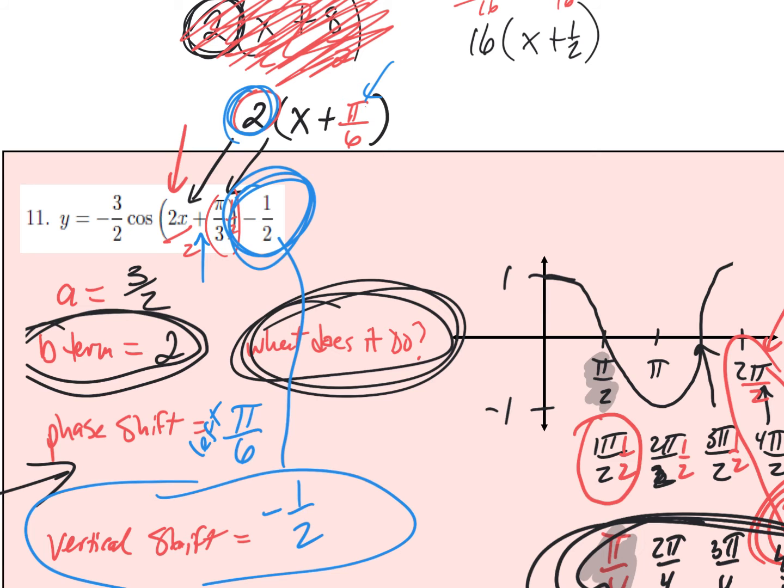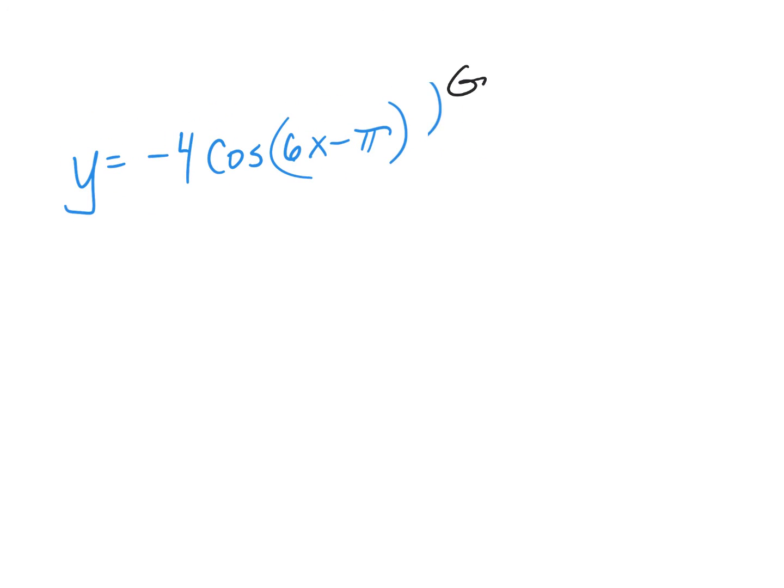All right. Again, the next one that we have in the notes is just too brutal. We were not going to have any of that part. So I'm going to give you a different one. That's an alternative. Negative 4 cosine of 6x minus pi. I want you to try graphing that one. You should know that it's got a phase shift. You should know the b term.